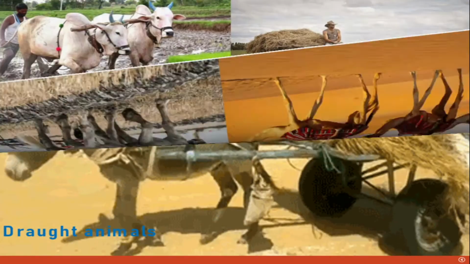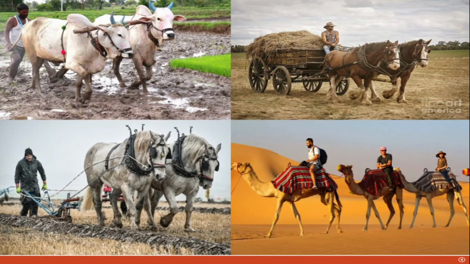Next, look at the picture. These are all examples of draught animals. Ploughing soil with the bullocks, and a horse also carrying loads, and a horse also helping to plough soil. And this is a camel which helps to carry loads. Humans are sitting there, and the camel is carrying the humans from one place to another.